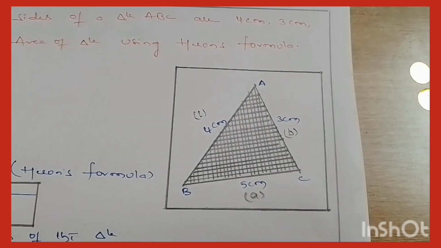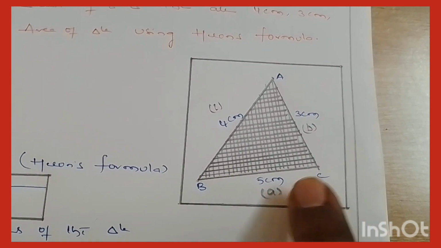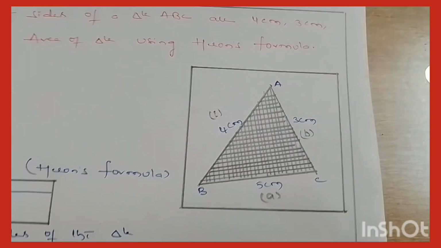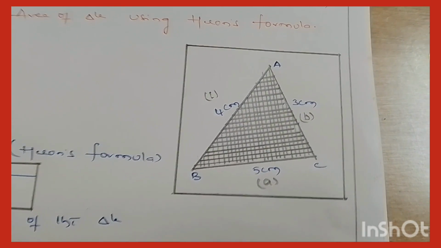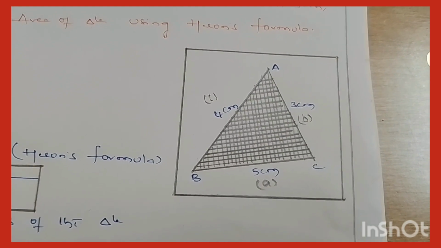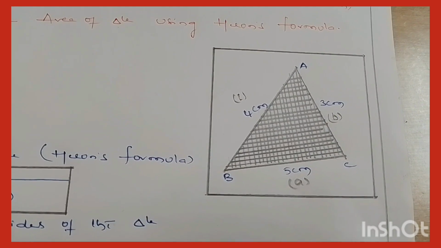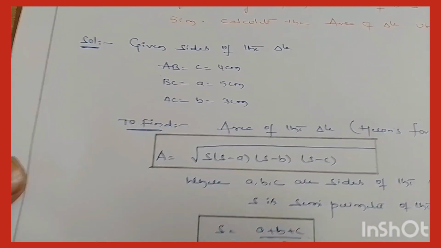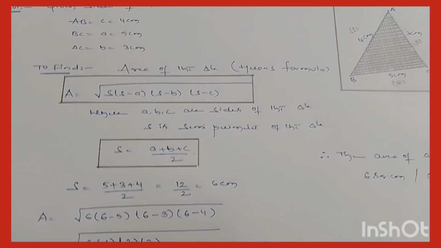Similarly, AB is exactly opposite to the vertex C, so we can write AB as small c, guys. And B is a vertex that is exactly opposite to AC, therefore AC can also be written as small b. So after mentioning all the given measurements, we need to find the area of the triangle using Heron's formula.